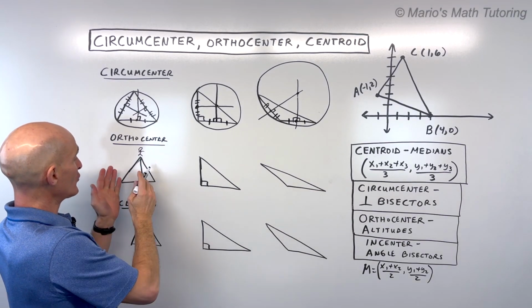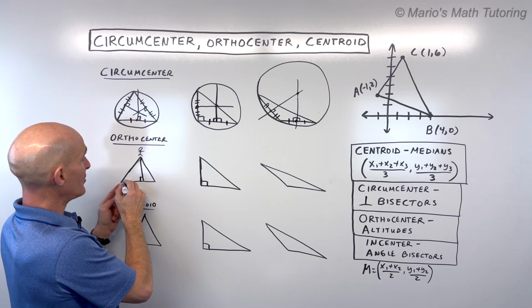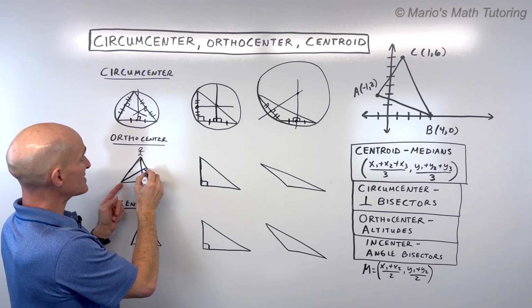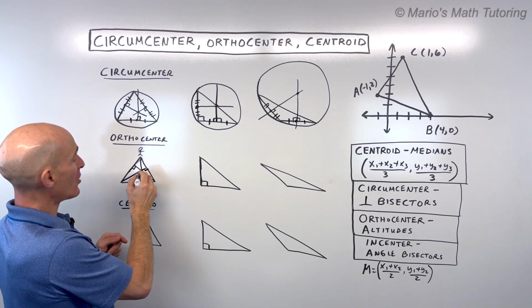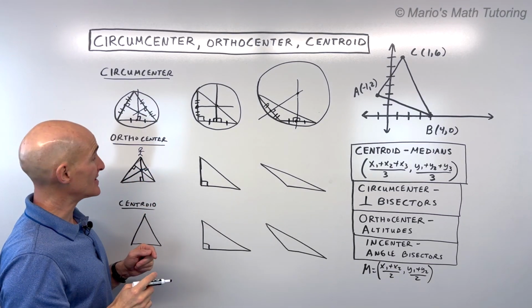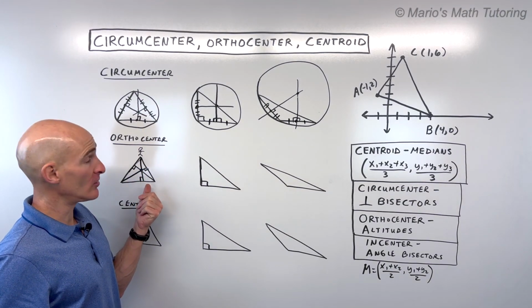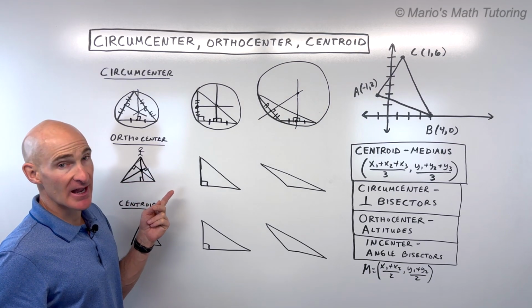Same thing over here. If you rotate this triangle, say this is the top of the mountain, you go perpendicular to that opposite side. Same thing here, perpendicular to that opposite side. You can see they're all crossing right there inside the triangle. Notice it's an acute triangle, so that orthocenter is on the inside.